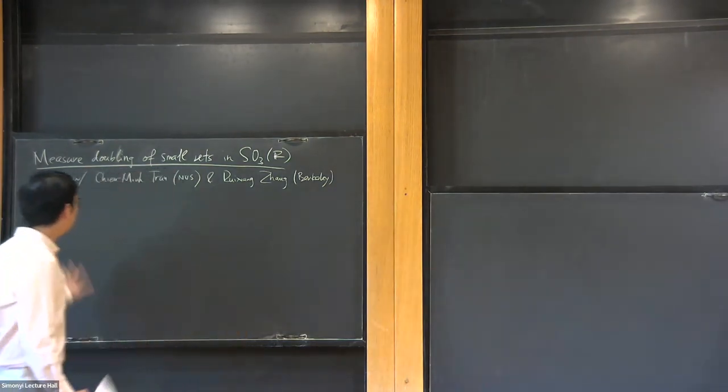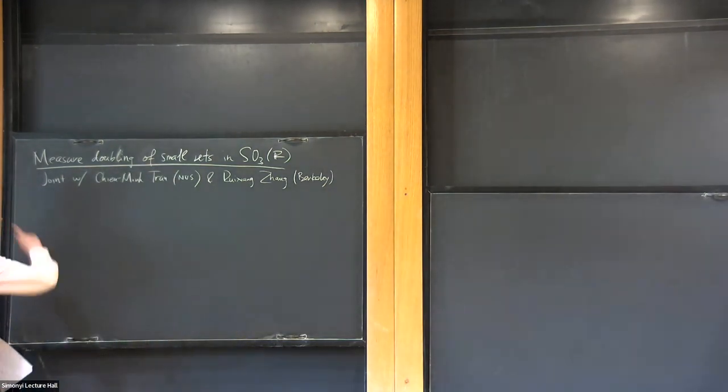Okay. Yeah, thanks for having me. So firstly, I'm going to talk about this minimal doubling of small sets in SO(3,R).